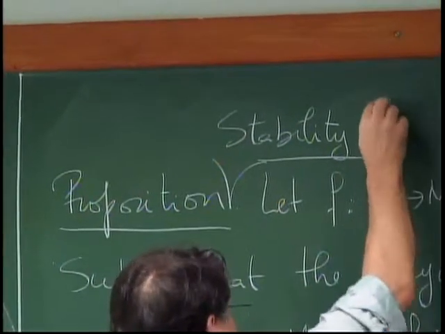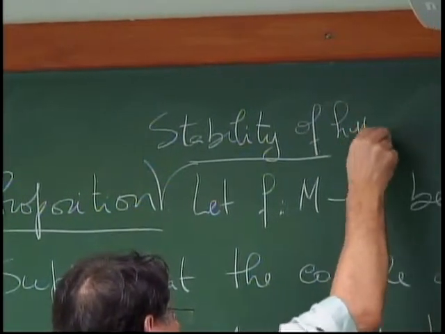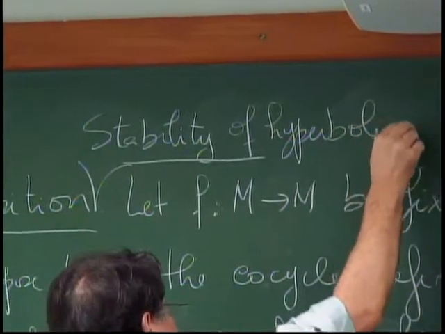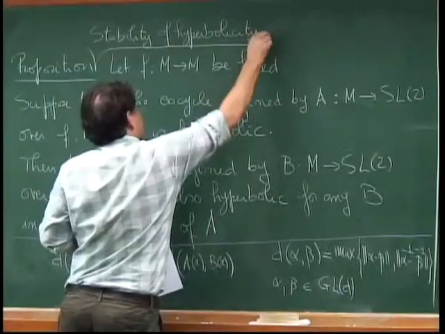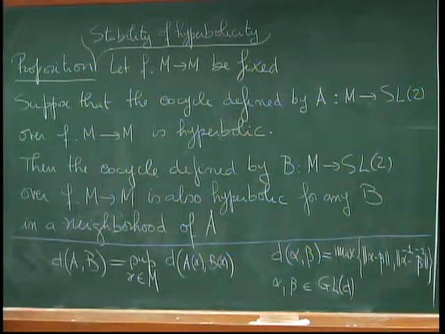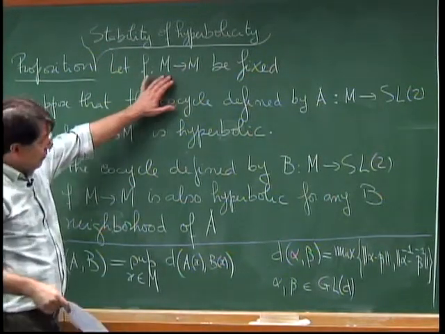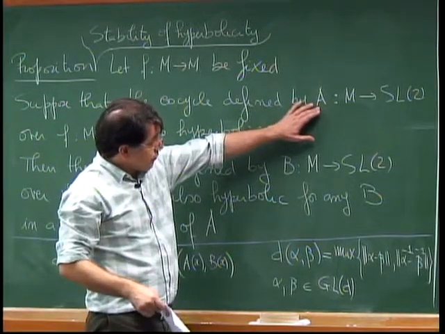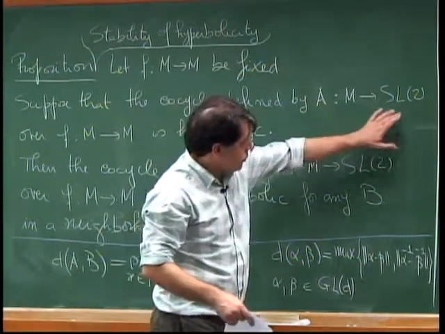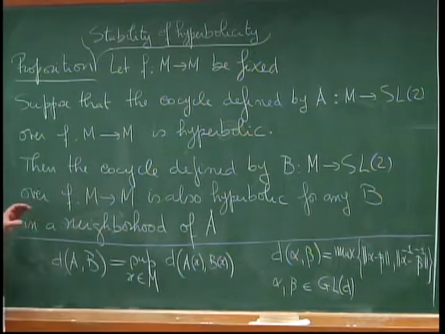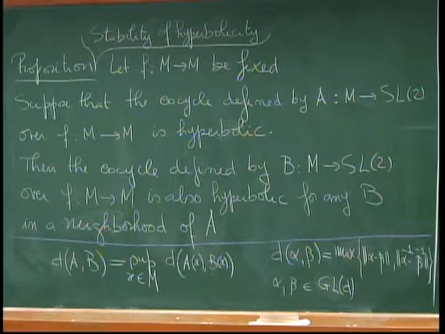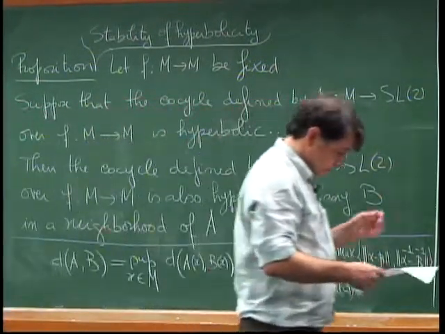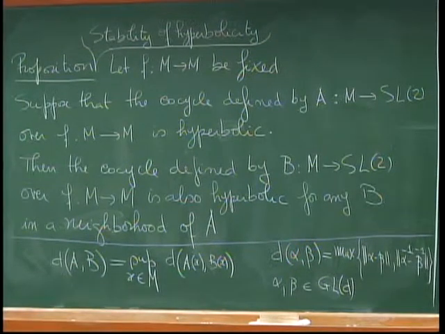Stability of hyperbolicity. It says that, given a certain transformation f, the set of continuous functions from M to SL2 for which the cocycle is hyperbolic is an open set. Okay. The way I wrote this proposition, there's more, but let's look at this.